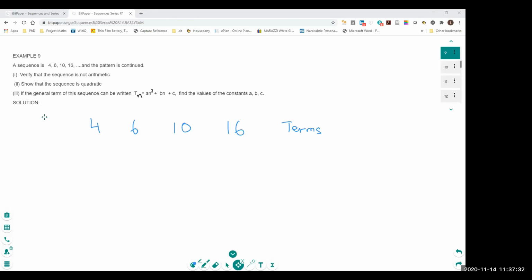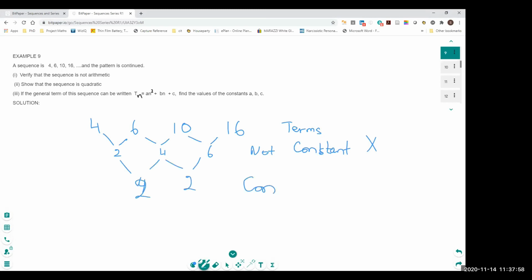So what I've done is I've just written out the terms there. Let's do very quickly, what's the first difference? 2, 4, 6. As we can see, not constant. Okay, so it's not arithmetic. Let's do the second difference. 2, 2, 2. So we have constant. Okay, immediately you know it's quadratic very quickly. If you even do that much in the exam, you've got a good chunk of the points.